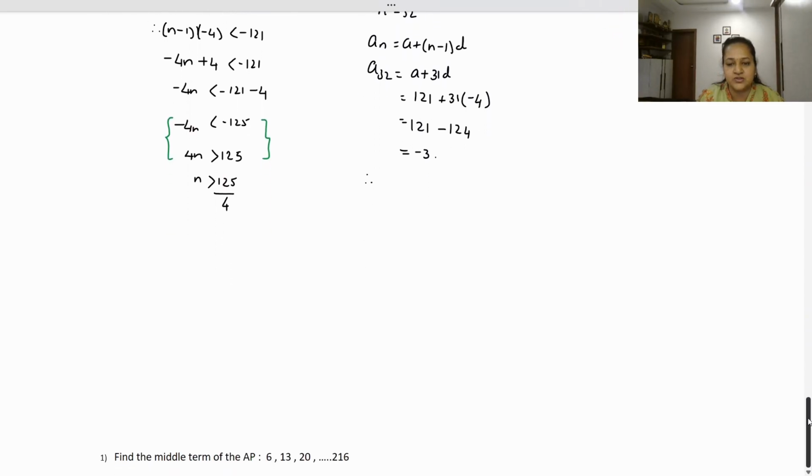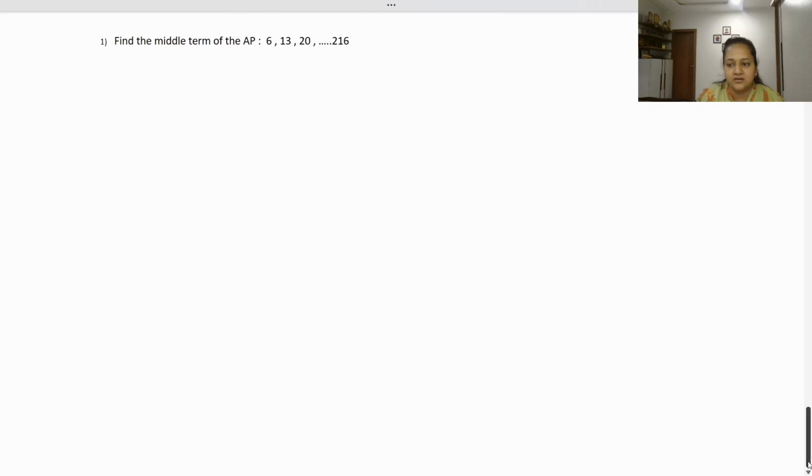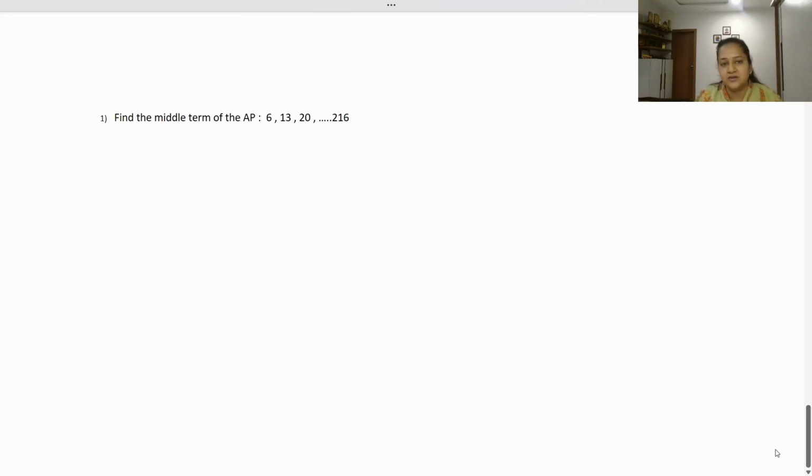Let's move on to the next question. Okay, let's look at the next question, children. The question is simple, but let's understand what it says. It says find the middle term of the AP. AP is given to us. Is it a finite or an infinite AP? We know the first term and the last term, so it's a finite AP.